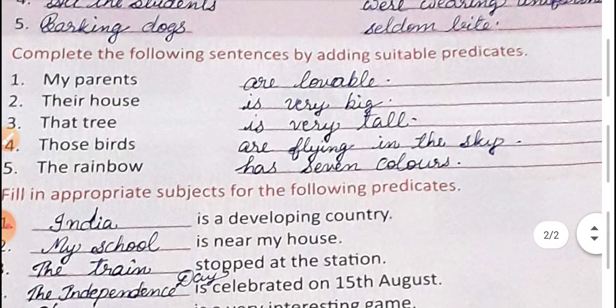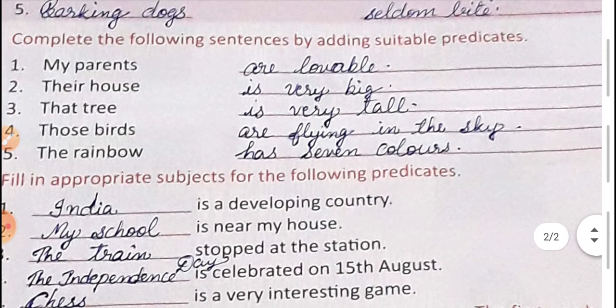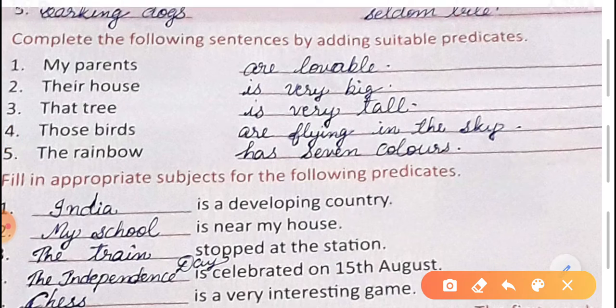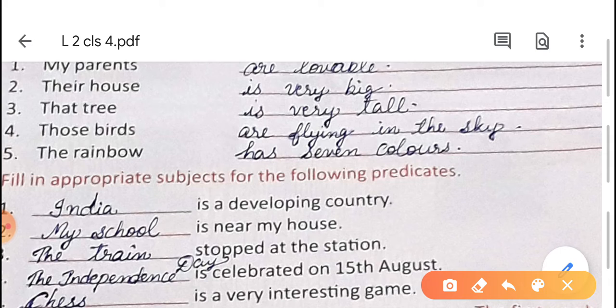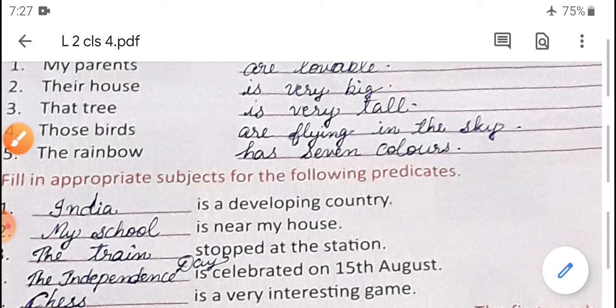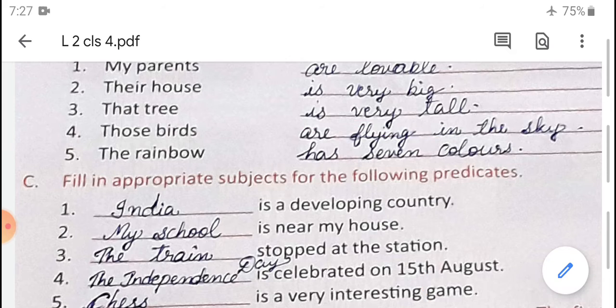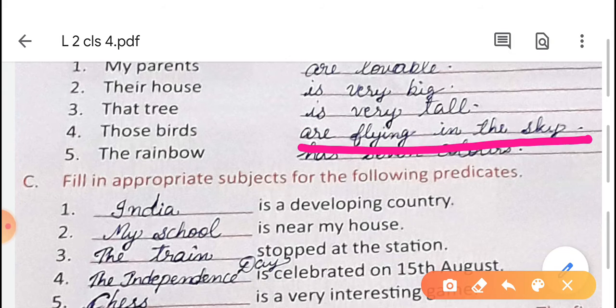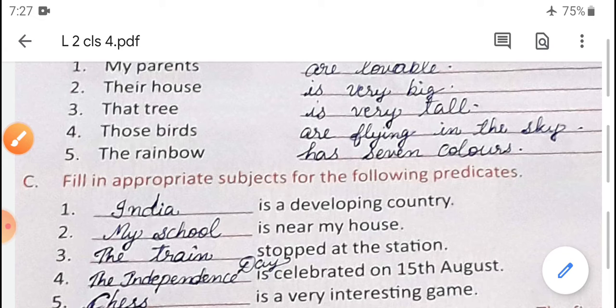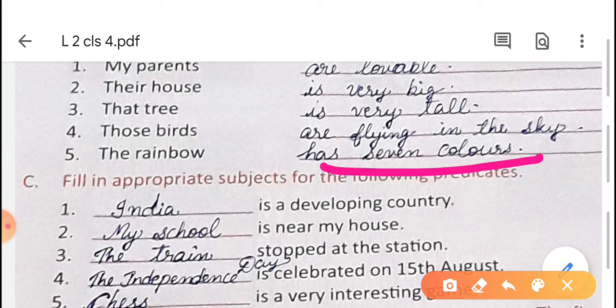Example, my parents. Complete the following sentences by adding suitable predicates. So, subject part is already given there. We have to fill the predicate part. My parents are lovable. That is predicate. Second one, their house is very big. That tree is very tall. Those birds are flying in the sky. The rainbow has 7 colors.